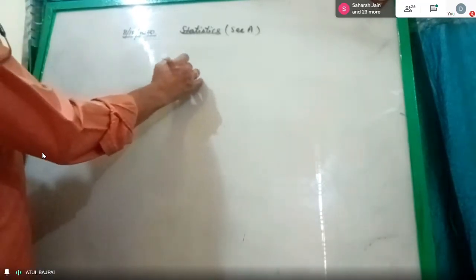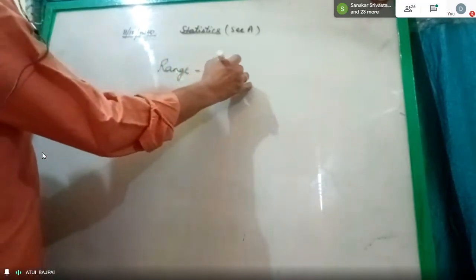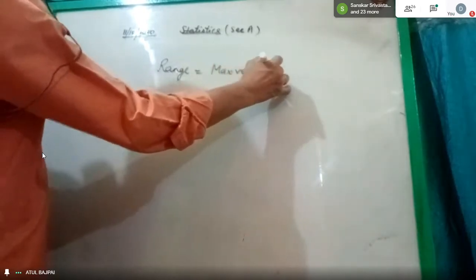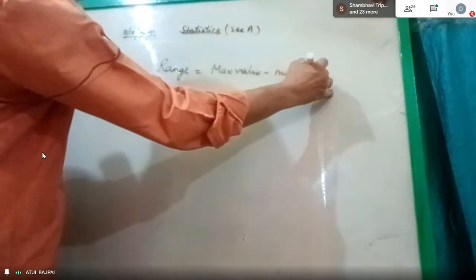This is section A we are doing. Statistics section B is also there, that's optional one. Section C, optional one. We will do it tomorrow. Okay, range. I will try to do it today also if possible. Range is maximum value minus minimum value. Whenever we are asked for the range, it will be maximum value minus minimum value. This is range.